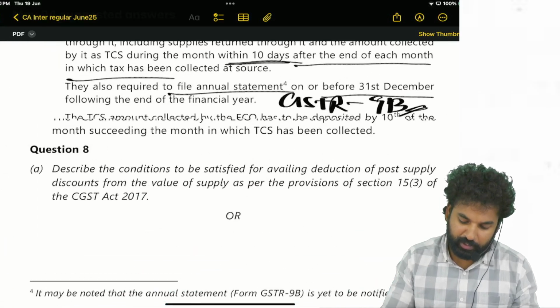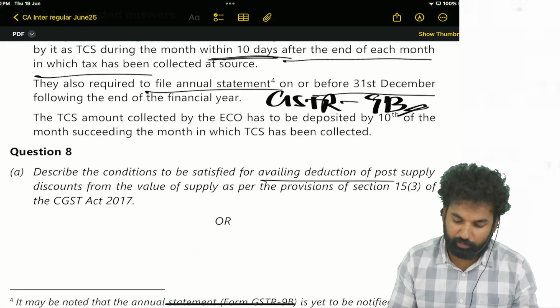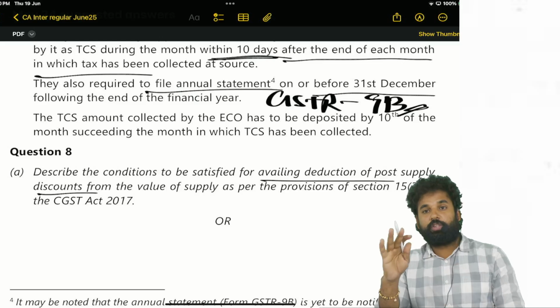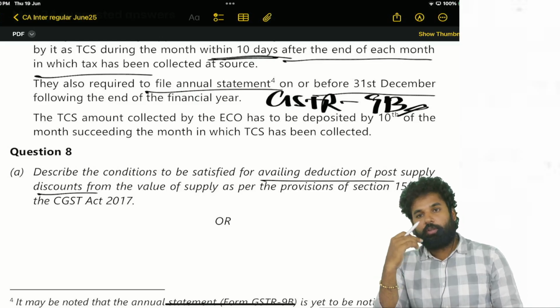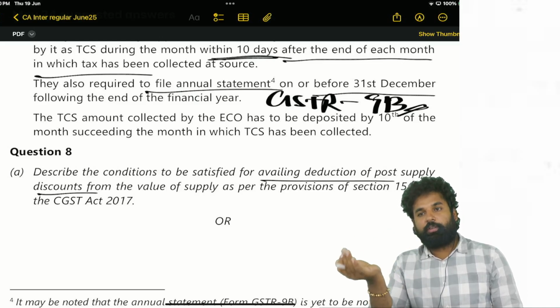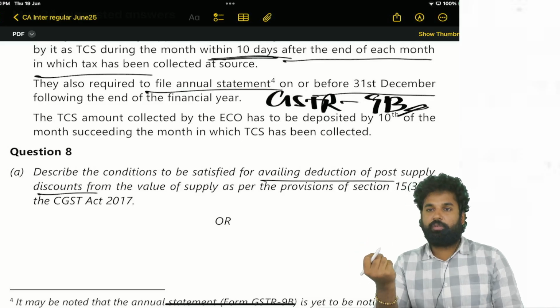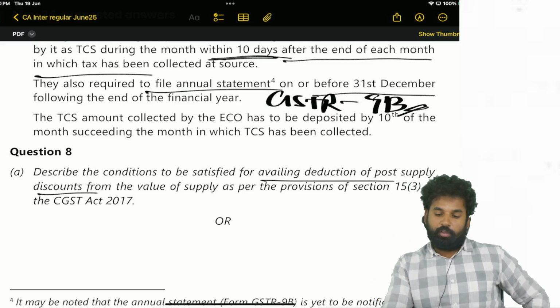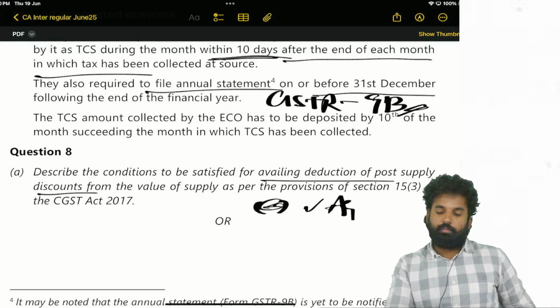Next, describe the conditions to be satisfied for availing deduction of post-supply discounts. What is the condition? Post-supply discounts. That means after supply, discount is being given. What is that discount? Secondary discounts. Cash discounts are there, no? So in order to avail those discounts, in order to reduce from the value, what is the condition? Agreement shall be there. First condition. At the time of making the supply, agreement shall be there.